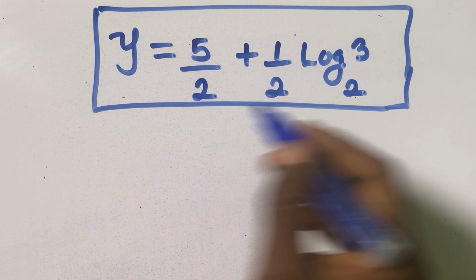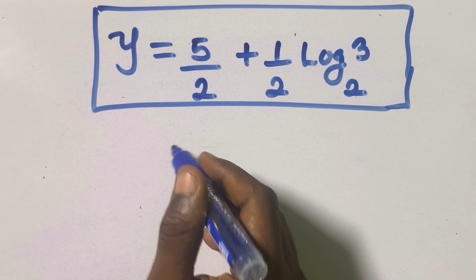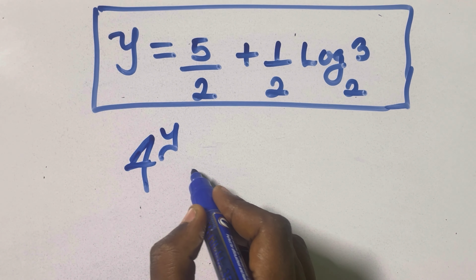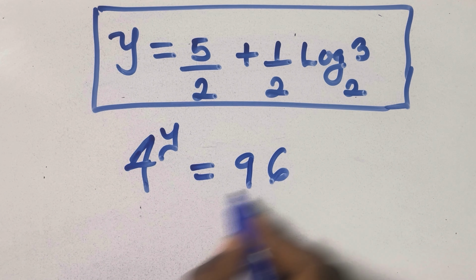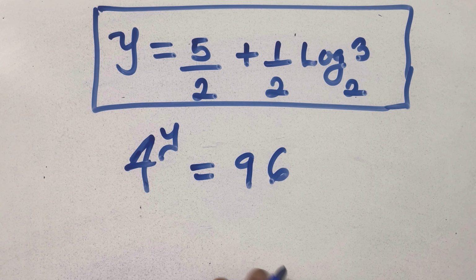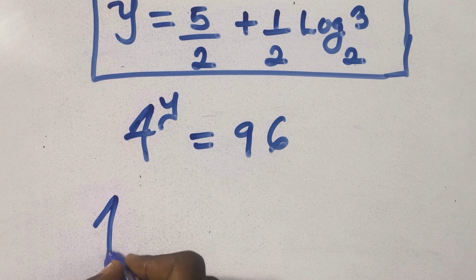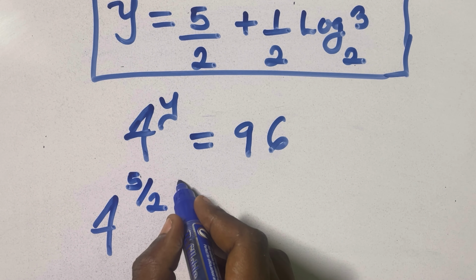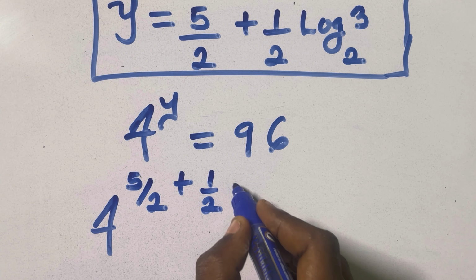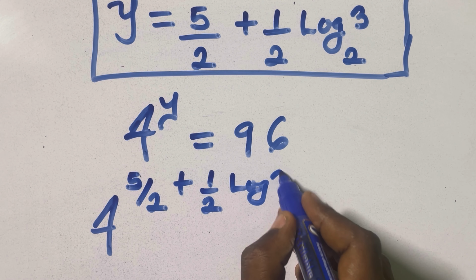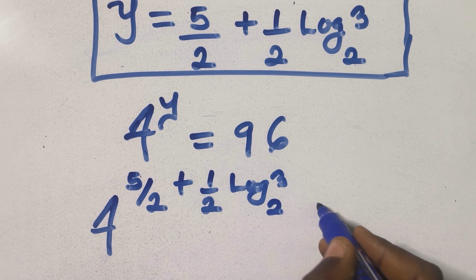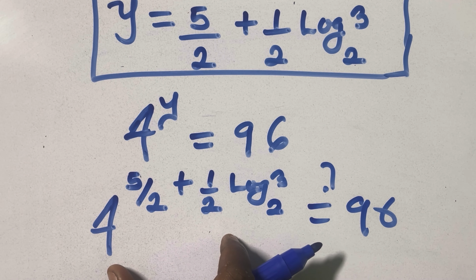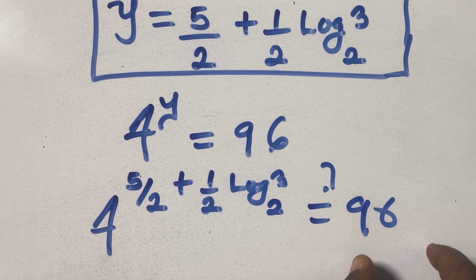You can also check this by substituting the value of y into the given equation that says 4 raised to power y equals 96. So let me help you. We have 4, and you have to put the value of y here, that's 5 divided by 2 plus 1 divided by 2 log 3 in base 2. If you substitute this, what we are going to get is your left hand side will definitely be equal to your right hand side.